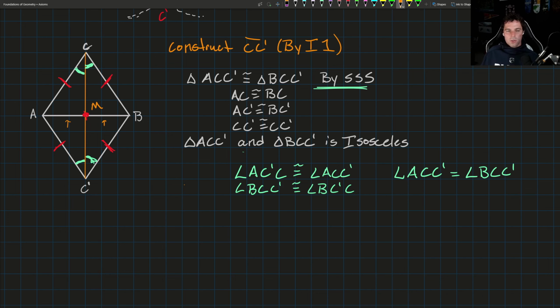Okay, so now we can actually identify two smaller triangles. So now we're going to focus on triangle ACM and triangle BCM. And you should be able to tell those triangles are congruent because of SAS.